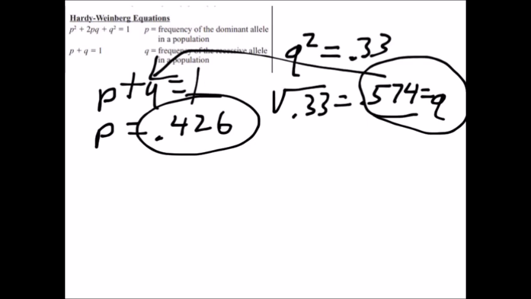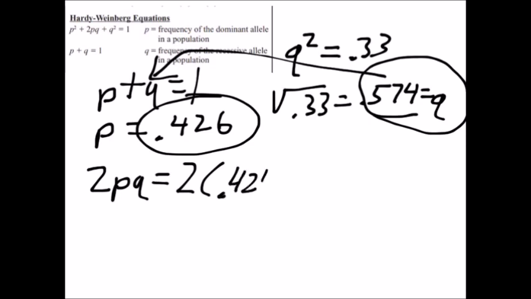Part C wanted to know if there are 350 frogs in the population, how many are expected to be heterozygous. Remember that heterozygotes are represented as 2PQ. So we're going to go 2 times P, 0.426, times Q, 0.574. Multiply that out, and we get an expected frequency of heterozygotes of 0.489.